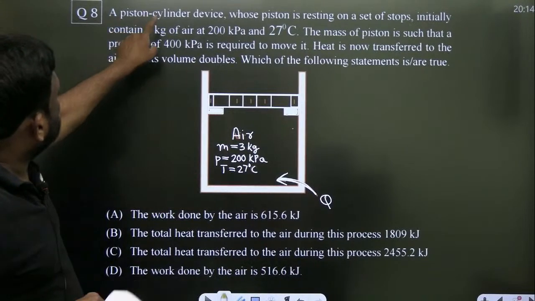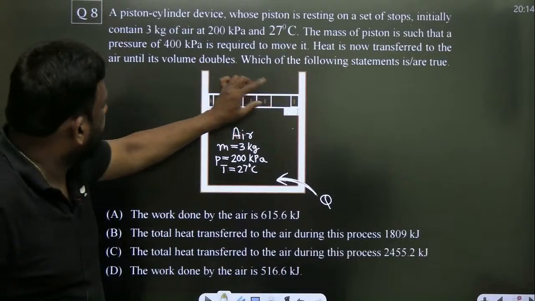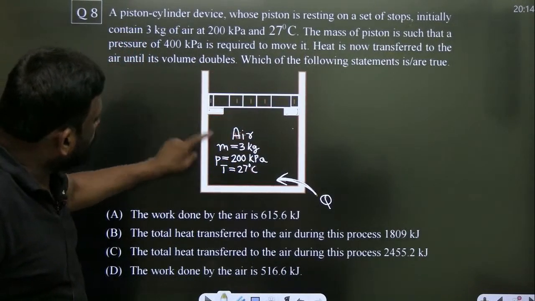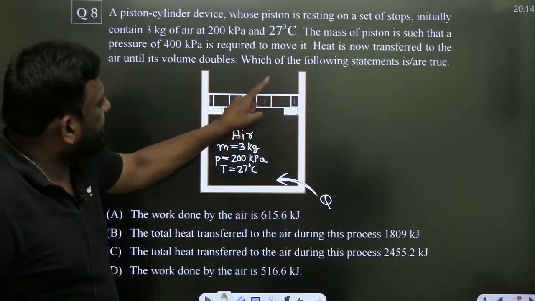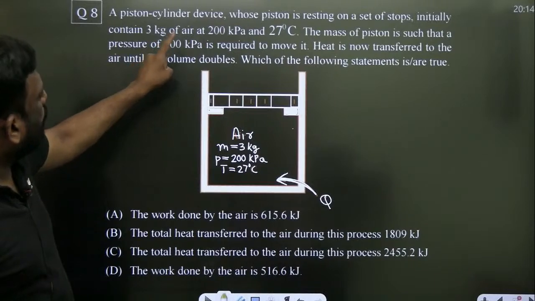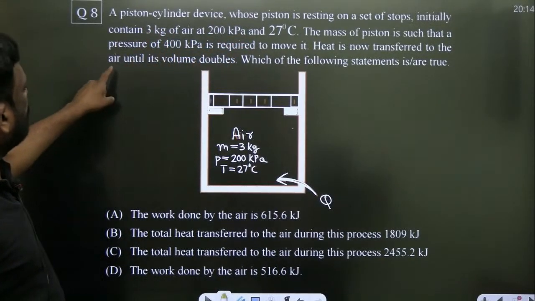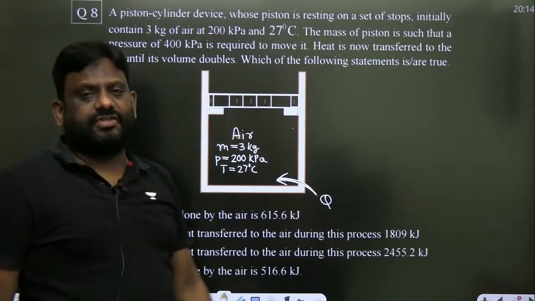A piston cylinder device whose piston rests on a set of stops initially contains 3 kg of air at 200 kilopascal and 27 degrees centigrade. The mass of the piston is such that a pressure of 400 is required to move it. Heat is now transferred to the air until the volume doubles. Which of the following is correct? This is a good question, sir.